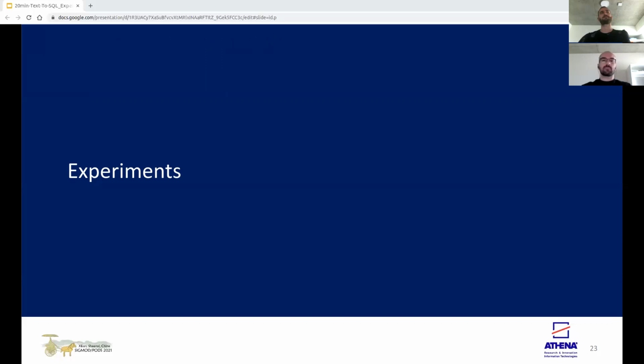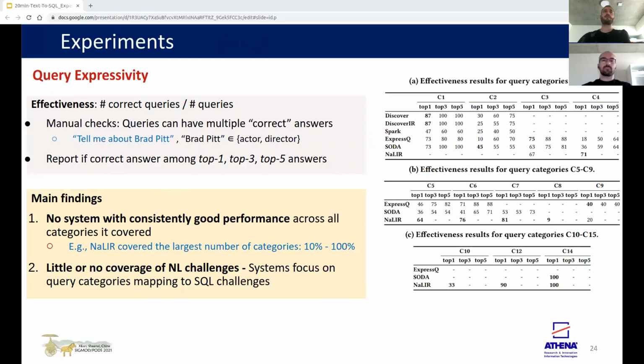Lastly, we will show our experimental results. We measured the effectiveness of each system across all categories, which is defined as the number of correct queries divided by the total number of queries. Since most systems return multiple answers ranked based on their own scoring scheme, we manually checked if a correct answer was among top 1, top 3, or top 5 of the system answers.